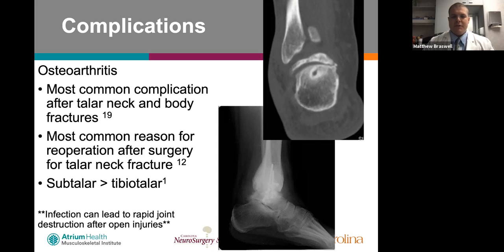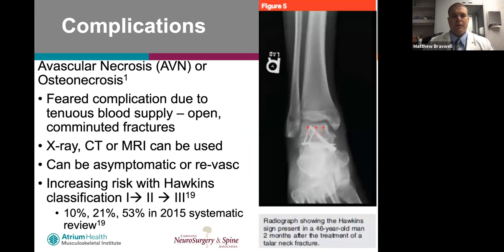If we see rapid joint destruction, especially after open injuries, we always have to think of infection. AVN, although it's less common, is probably more talked about and is a feared complication due to the tenuous blood supply that I talked about earlier, especially with open and comminuted fractures. This can be asymptomatic and can revascularize over time. The risk increases with Hawkins classification, with increasing joint disruption. As you can see in this x-ray, the classic Hawkins sign is the subchondral lucency, which is a good sign. It's a sign of reperfusion and avoiding AVN.